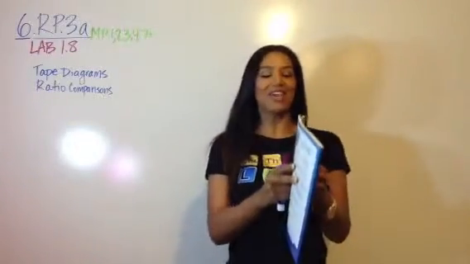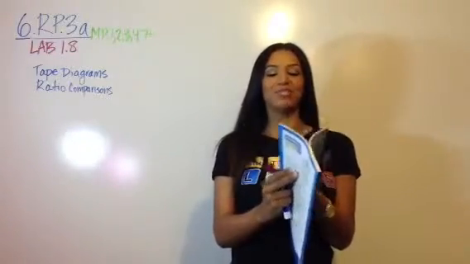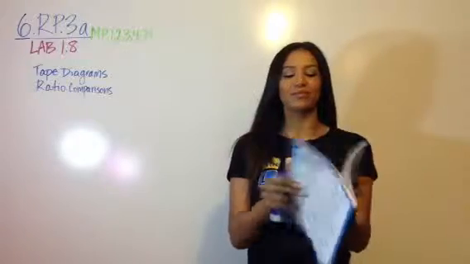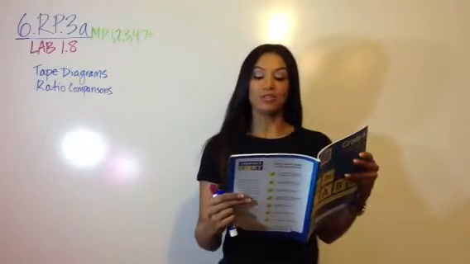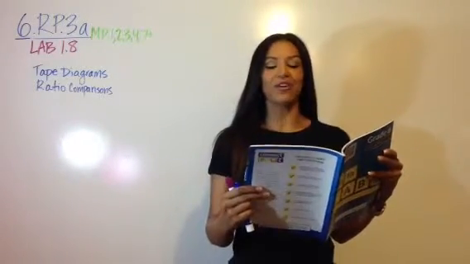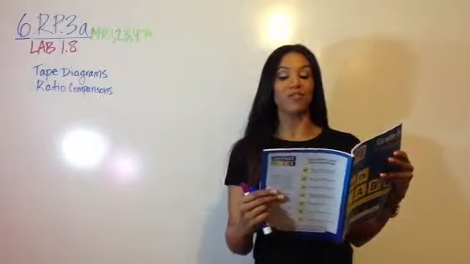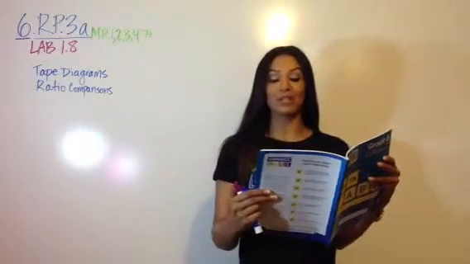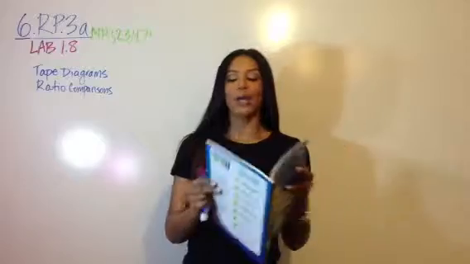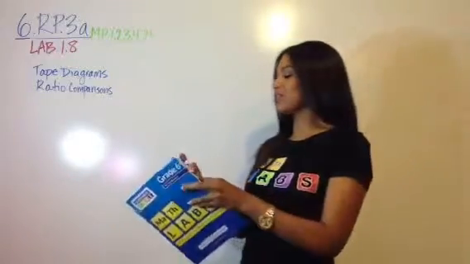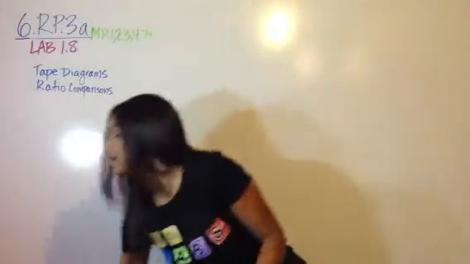I'm going to read the objective, and you follow along and read it in your head. This is Lab 1.8. I can use a visual model, namely a tape diagram, to solve problems involving ratios, rates, and proportions. Okay. So let's look at a similar problem that we had.